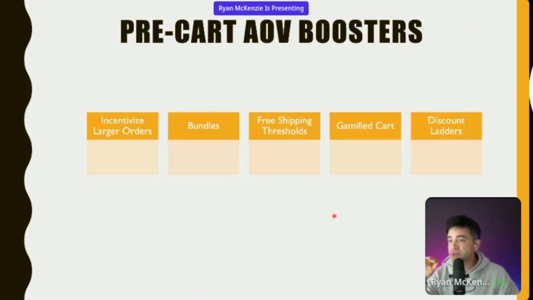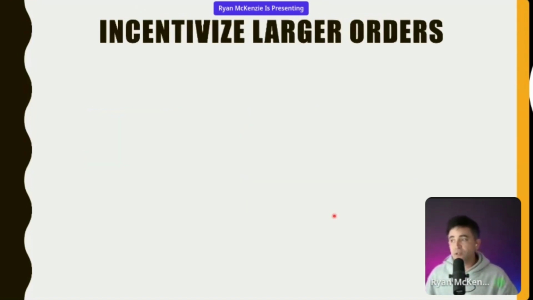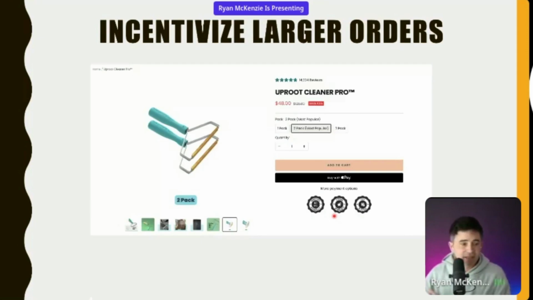Pre-cart AOV boosters. There's 5 of them I'm going to talk about here. Incentivizing larger orders, bundles, free shipping thresholds, gamified carts, and discount ladders. So the first one, incentivizing larger orders. This is something that I see a lot of brands who have inexpensive products get wrong. Even something that I used to think in the past is that I have an inexpensive product. There's no way that I can run ads because our average purchase is too small.